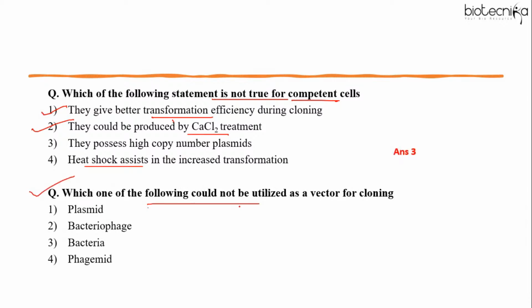And I think this is the easiest one. Which one of the following could not be utilized as vector? So see, students, this kind of questions you can expect in the exam. Plasmid, you can utilize. Bacteriophage, what about bacteria? What about phagemid? Bacteriophage lambda, bacteriophage M13 we can use, right? Pratik, you are right. It will be bacteria. Very good. Correct answer.